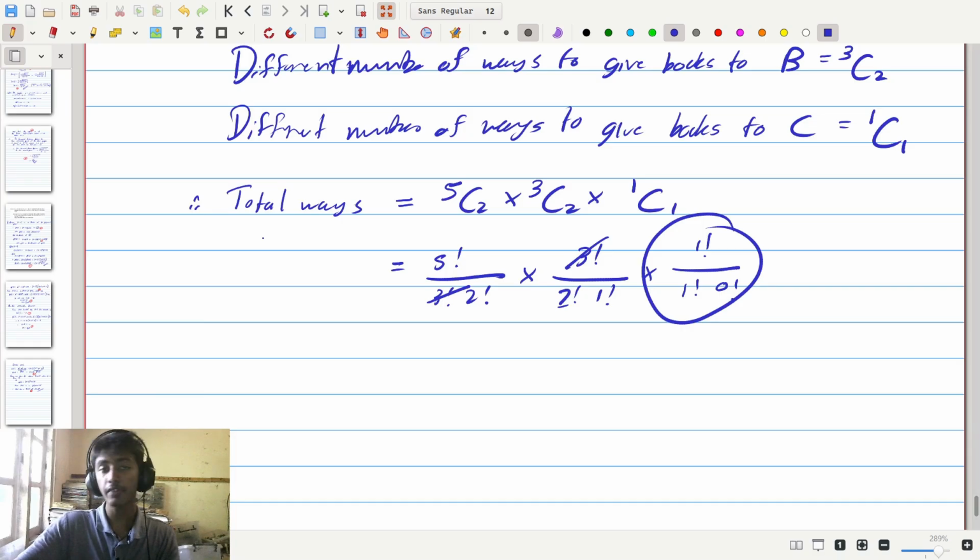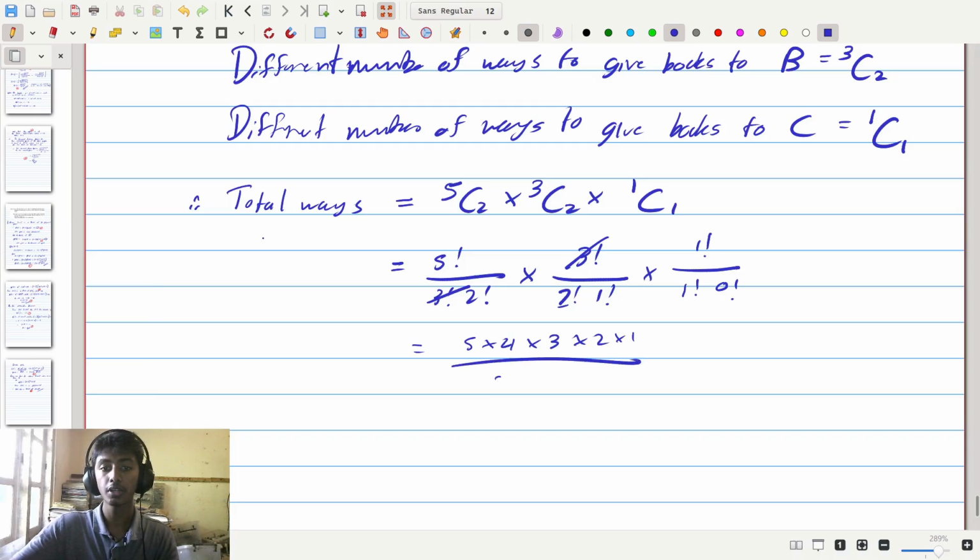This 1 factorial divided by 1 factorial is going to be 1, and 0 factorial is also 1. So we have just 1 divided by 1 times 1, which is going to be 1. So this whole thing is just 1. As for the rest of it, we have 5 factorial, which is 5 times 4 times 3 times 2 times 1 on top, and on the bottom we have 2 factorial times 2 factorial, which is going to be 2 times 1 times 2 times 1.